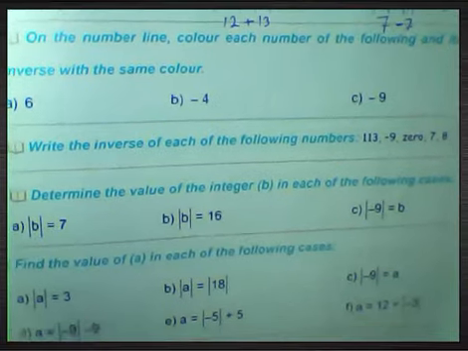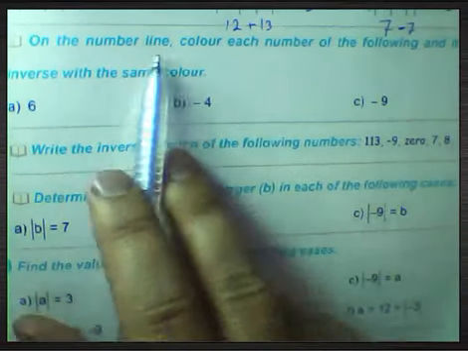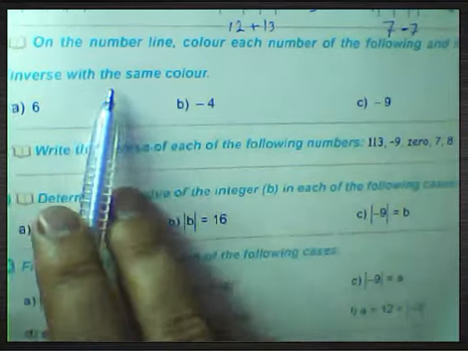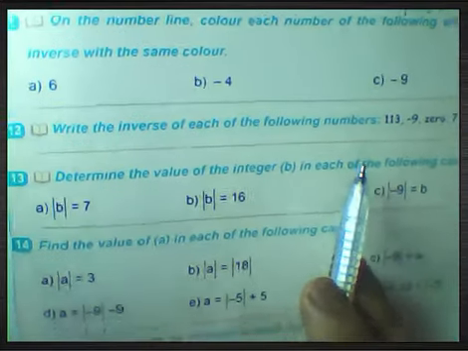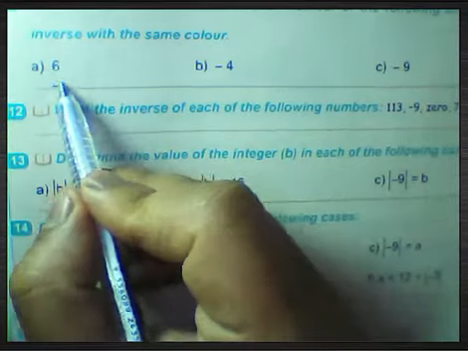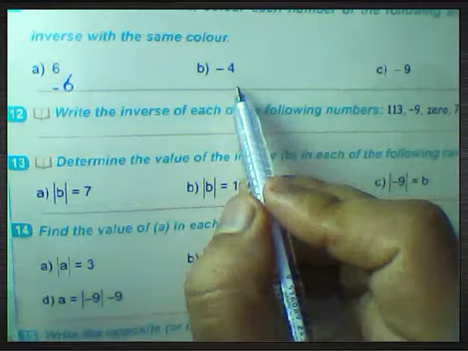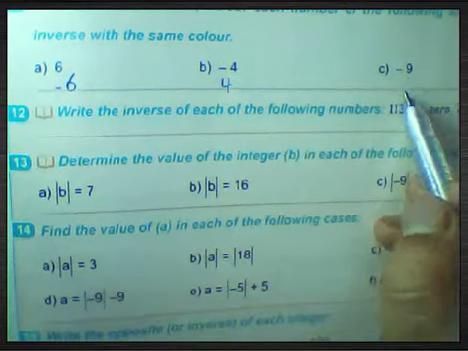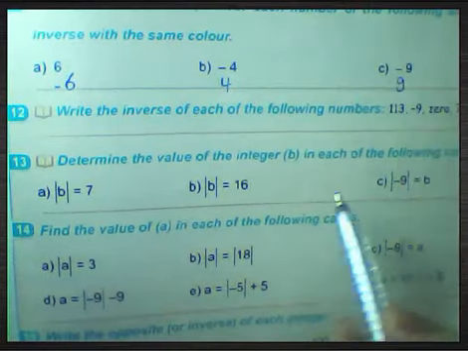Question number 11. On the number line, color each of the numbers and its inverse with the same color. We can write the inverse of 6 will be -6. -4, the inverse of this number will be 4. The inverse of -9 equals 9.